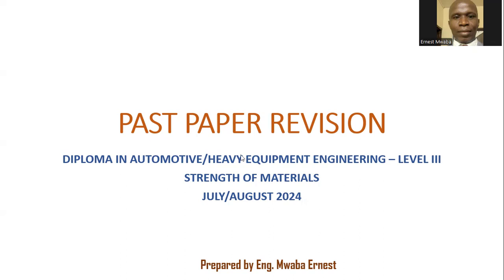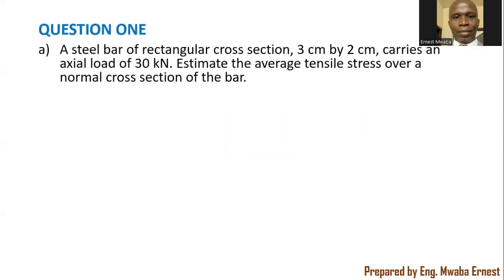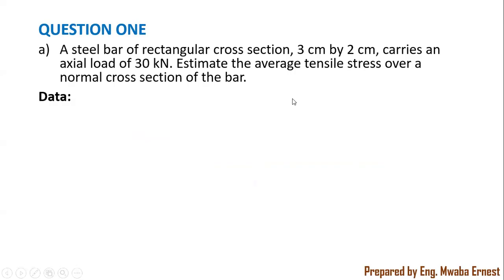So right away, let's pick up the first question. Question number 1. In the first question, we've been given a scenario where we have a steel bar with a rectangular cross-section, meaning we're talking about 3 centimeters by 2 centimeters. Then it's carrying an axial load of 30 kilonewtons. Calculate or estimate the average tensile stress over the normal cross-section of the bar.